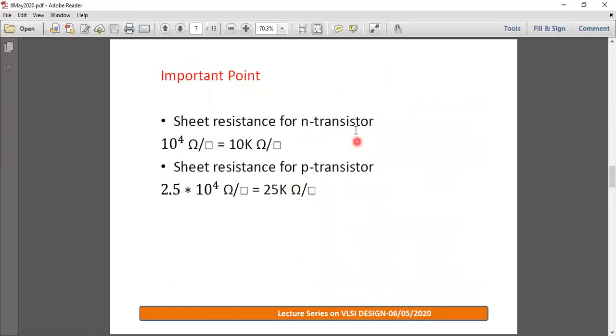So sheet resistance for an N transistor channel is 10 to the power 4 ohms per square. That can be written as 10 kilo ohms per square. Similarly, sheet resistance for a P transistor is 2.5 into 10 raised to 4, equivalent to 25K.